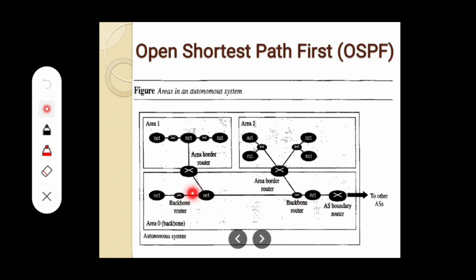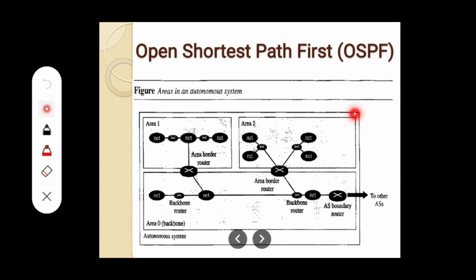There are many such backbone routers available in this backbone. So this backbone, or area 0, is used to connect all the different areas in an autonomous system, and it contains routers called backbone routers. Clear? The backbone is numbered as area 0. The rest of the areas are numbered from area 1, 2, up to n. This is how OSPF works.